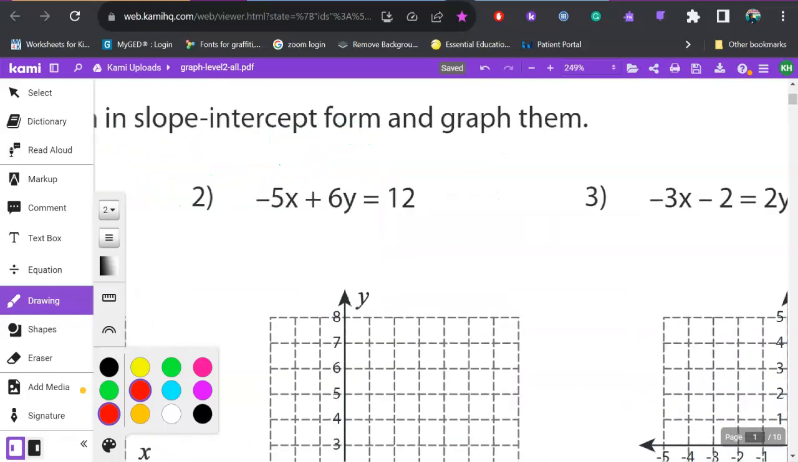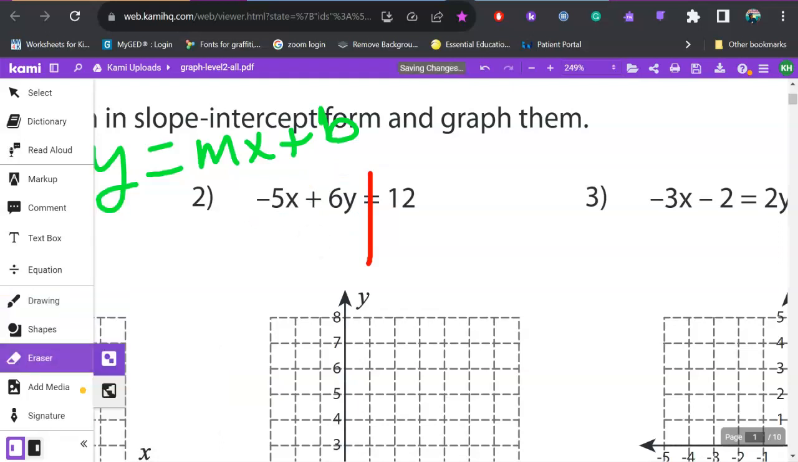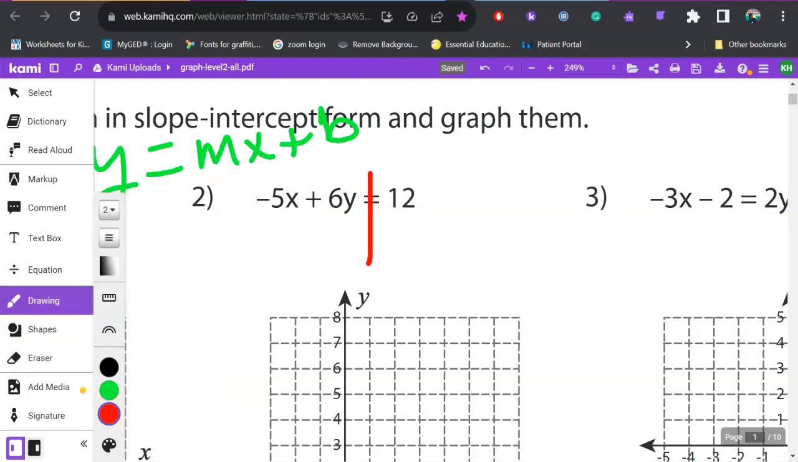I notice that my y number is right here. Get rid of everything that's with the y. Okay, get rid of everything that's on the same street as y. That means I need to get rid of this -5x. So what am I going to do to get rid of the -5x? That's right, the opposite of what you see. You're going to add 5x. What you do to one side of the street, you must do to the other. Add 5x. Let's rewrite our equation.